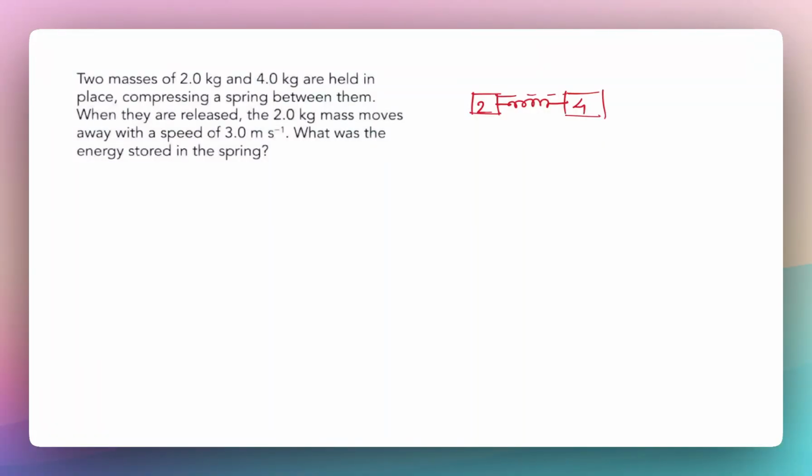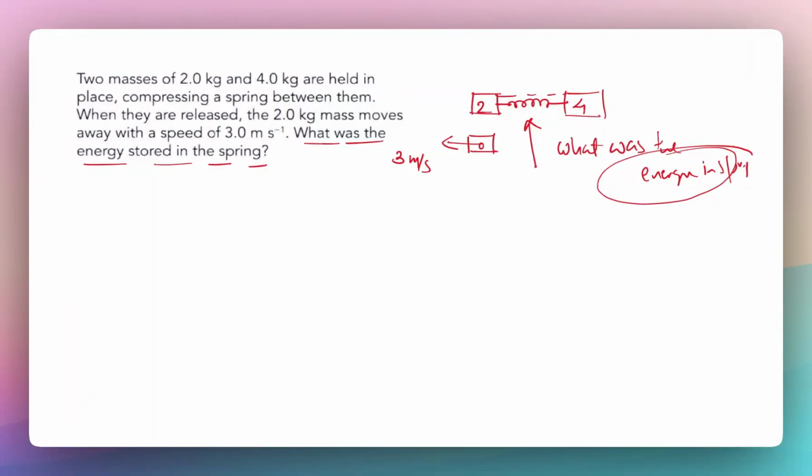So when they are released, the 2 kg mass moves away with a speed of 3 meters per second. Okay, so this 2 kg mass, when the spring is released, basically starts to move with 3 meters per second. What was the energy stored in the spring? Okay, the question asks what was the energy in the spring, right?